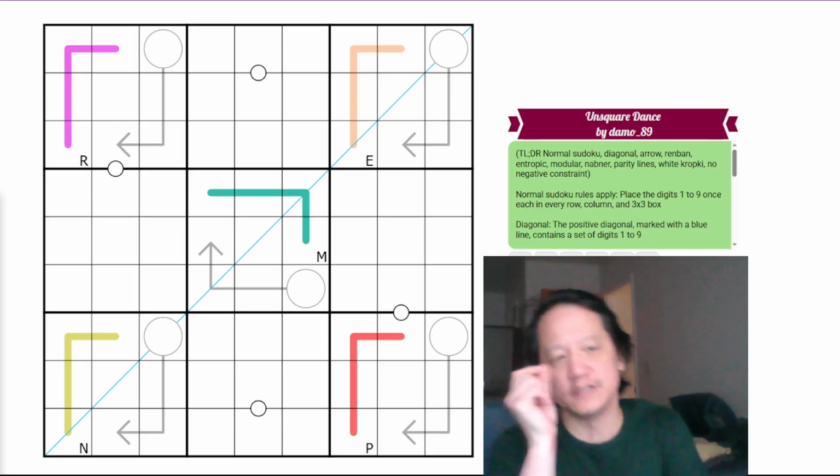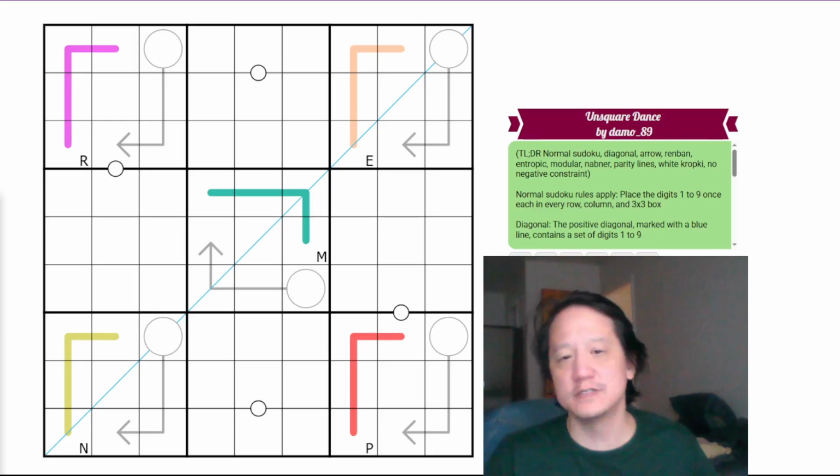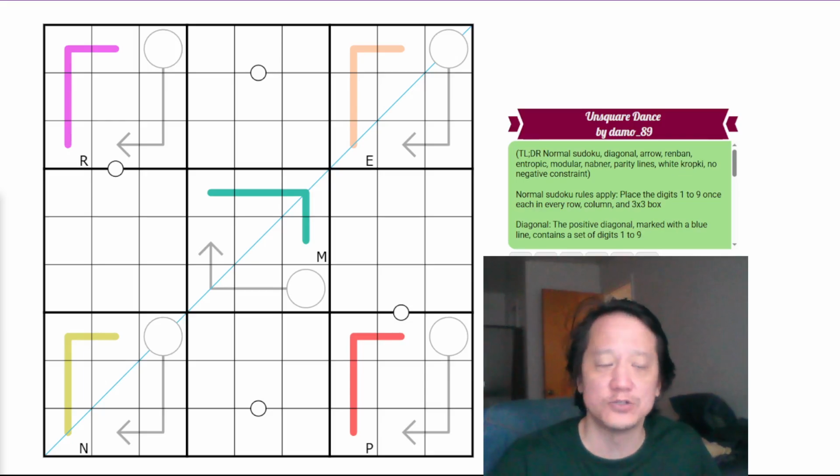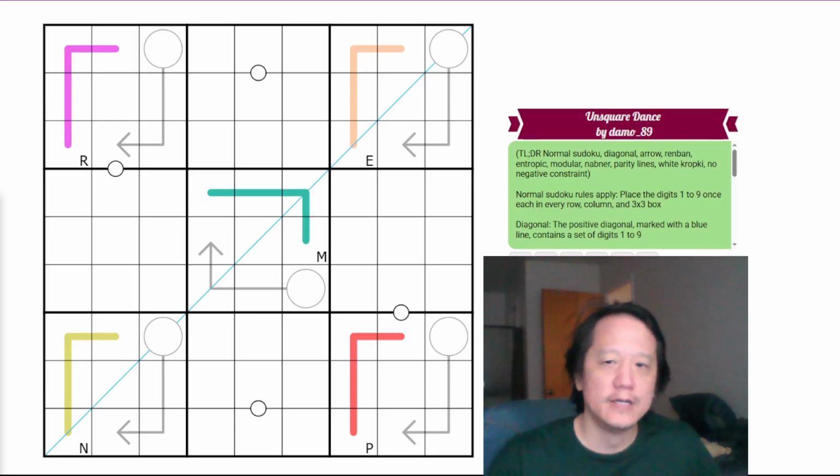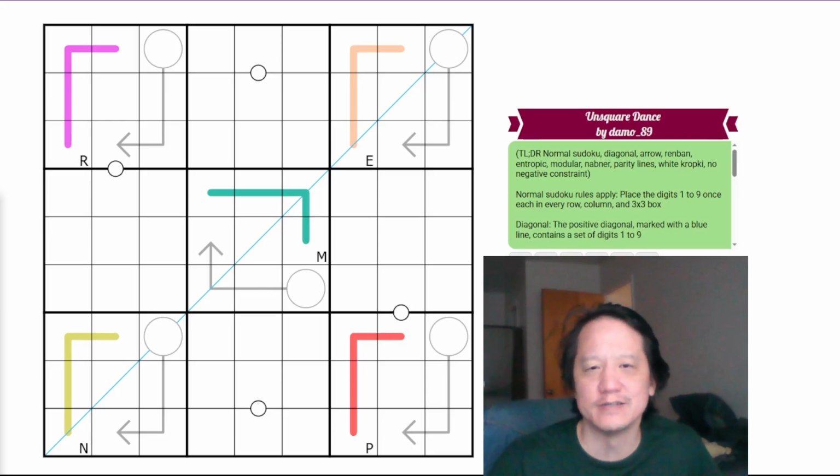And take that easiness with a grain of salt, because it's considered easy by the people on the Logic Masters Germany forum, and there's a lot of really smart people there. Today's puzzle is called Unsquare Dance by Damo89. I never know how to pronounce it. I say Damo, I'm not sure which one.